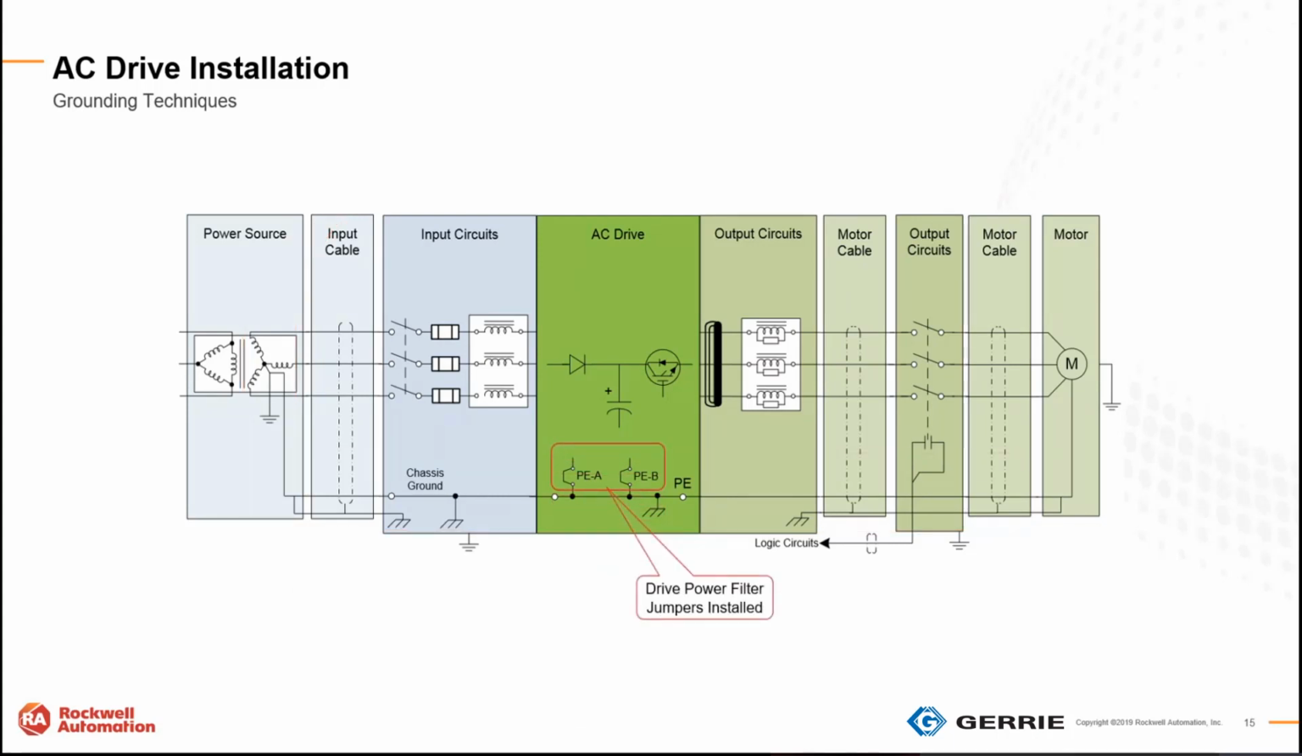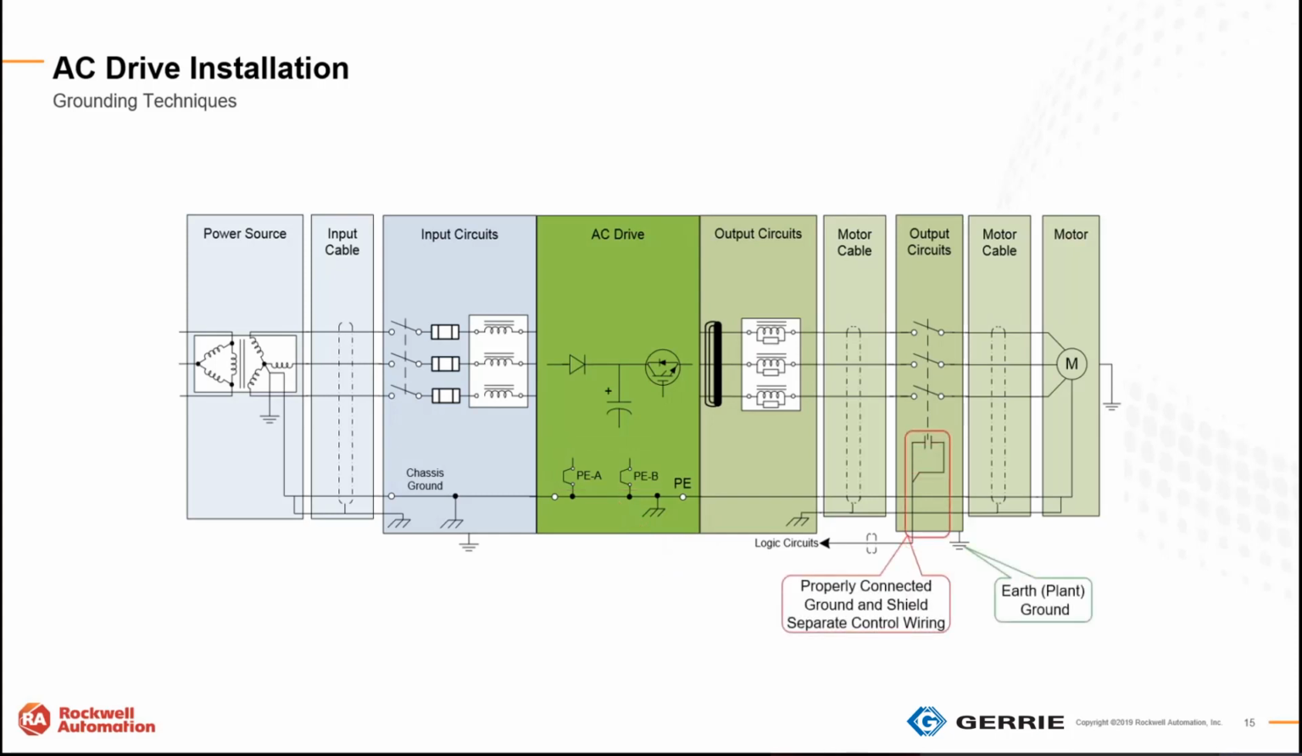So these are the drive power filters, PEA and PEB, shown in the connected position for a solidly grounded power source. I'm going to talk a little bit more about those jumpers, because it's pretty important that we get them correct, and I'll show you what we do if we don't get them correct. So that's one of them. The other one we're running across more and more frequently now is a local disconnect.